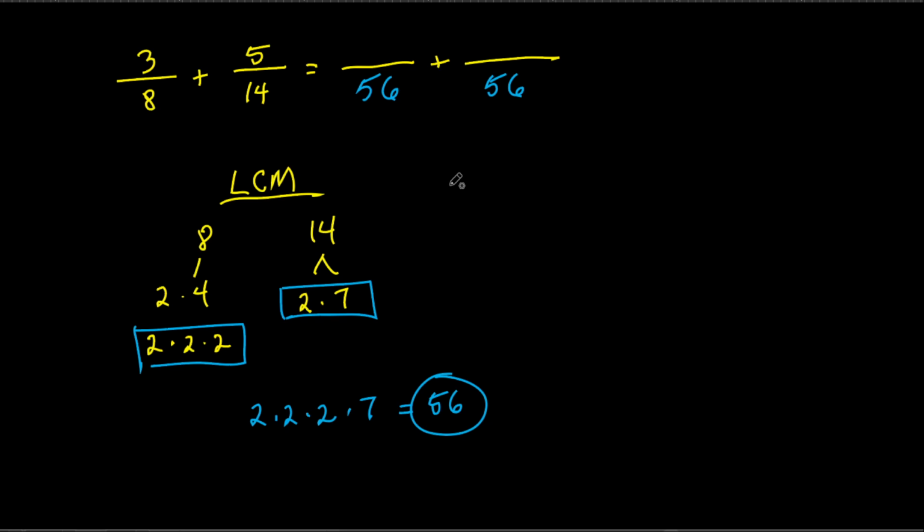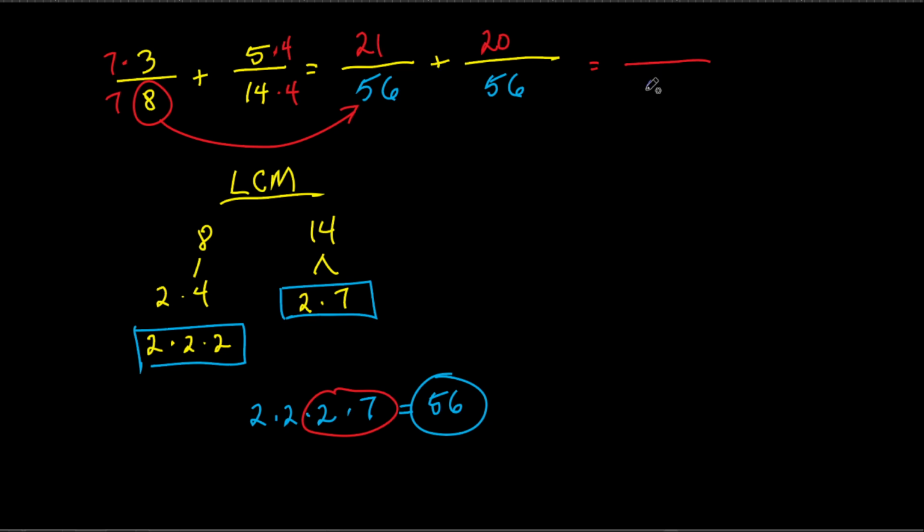Now, we just do what we did before. Finding the common denominator is the hardest part about this. Once we found it, we ask ourselves, what did we do to 8 in order to get to 56? Multiplied it by 7. So what do we do to the top? Multiply that by 7. What does that give us? A 21. What did we do to 14 to get 56? Multiplied it by 4. So I multiply the top by 4 as well, and we get 20. Now we have a common denominator of 56.